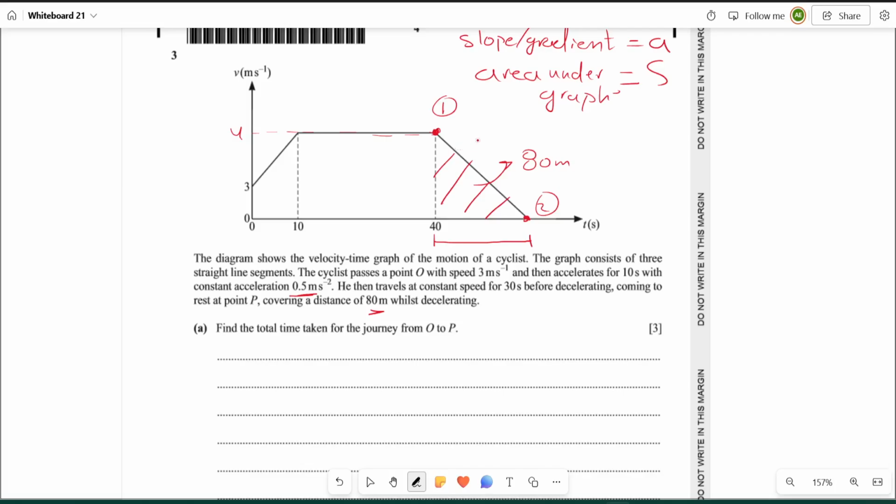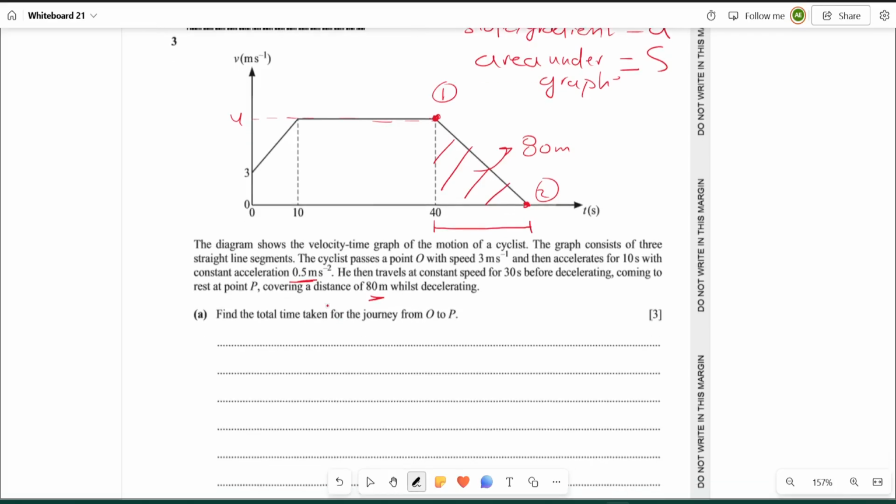I don't know the deceleration value as well. I don't know how much it is. All I know is this has a distance of 80 meters, and this is not enough for me to solve. So let me start by getting some information.